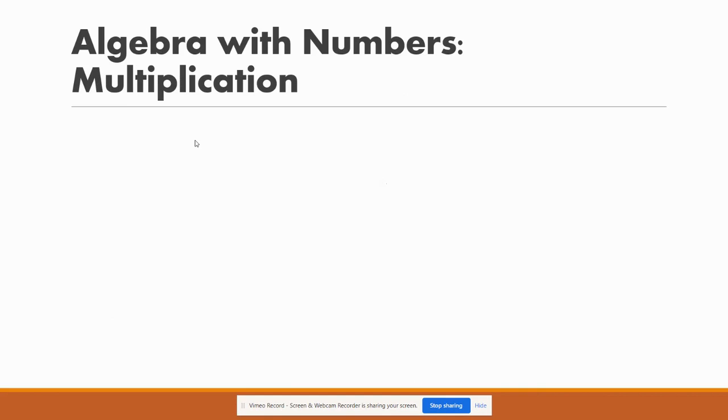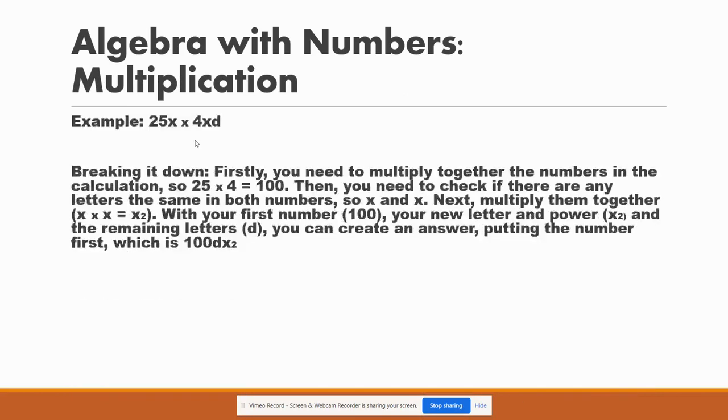Now we're going to do algebra with numbers. So our first calculation is 25x times 4xd. Okay, we're going to break this one down. So firstly, you need to multiply together the numbers in the calculation. So 25 times 4 equals 100. Then you need to check if there are any letters that are the same in both terms. So x and x, as you can see. Next, multiply them together. x times x equals x squared. With your first number, that 100 that you see there, your new letter and power, x squared, and the remaining letter we've got, which is d, you can create your answer, putting the number first, which is 100dx squared.